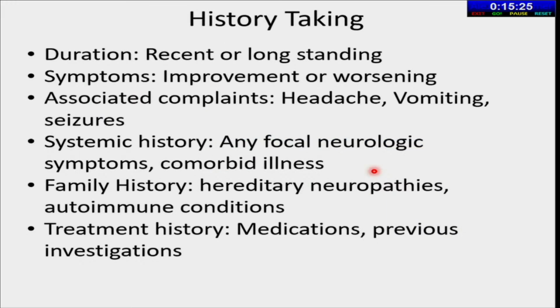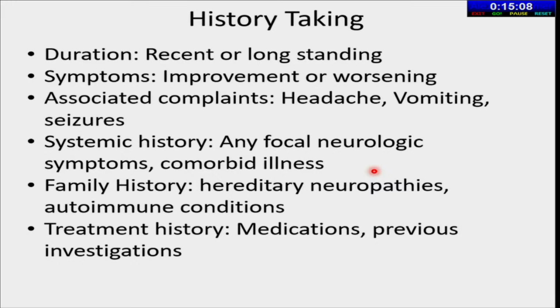In history taking, it's very important to take a history beyond just that of the vision loss or double vision, but also a systemic history, a history with regard to the family, and treatment history, because this all matters. In treatment history, it is very important to ask about drugs being taken for tuberculosis, for example, which can affect the optic nerve.